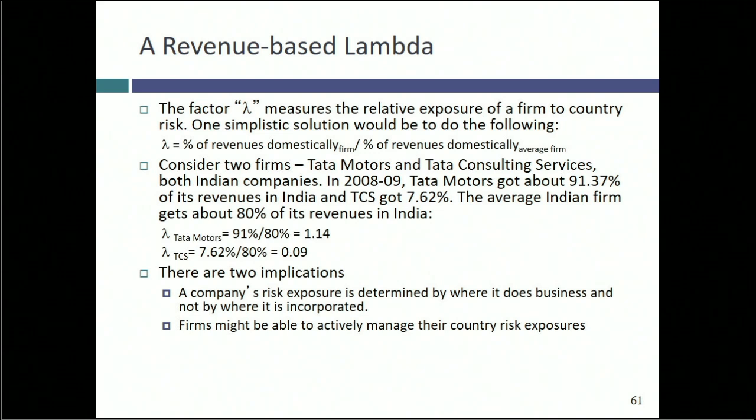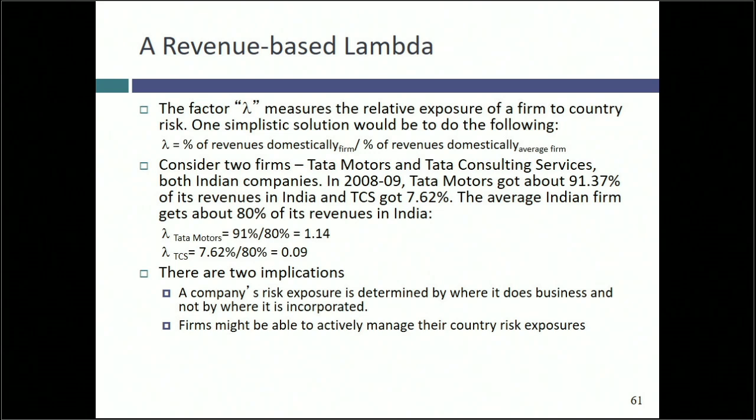Why? Because it gets more revenues in India than the typical Indian company. And I do the same thing for TCS. I get a lambda of 0.09. You know what? 1 year later, if you'd done the same calculation for Tata Motors, its lambda dropped to 0.8. What happened in 2010 that made Tata Motors lambda drop so dramatically?